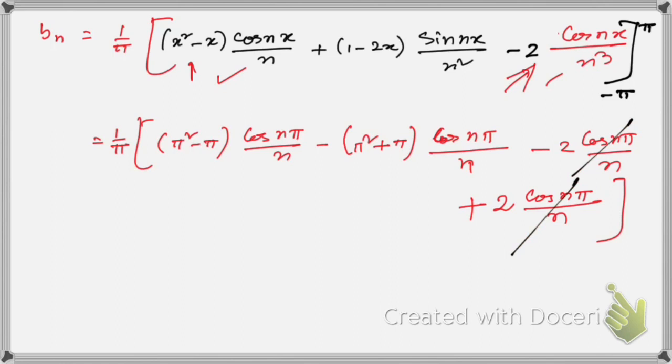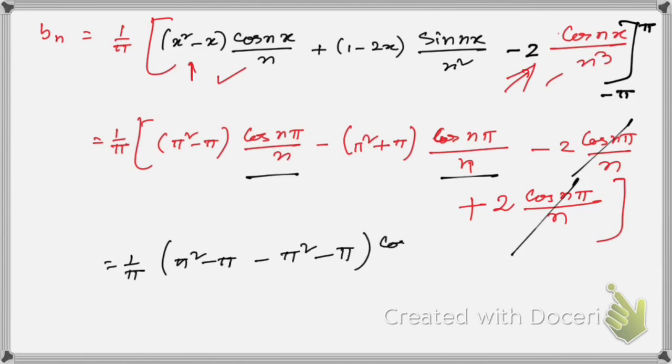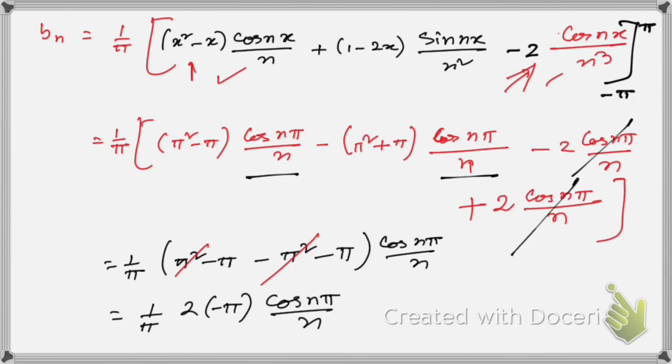These two cancel here, and these two are taken common, then what will be your result? 1 by π, π squared minus π squared, minus π cos nπ by n, that's what we're going to get here. These two cancel, so minus π, that's going to be 2 into minus π, cos nπ by n, here π is gone, and 2 cos nπ is nothing but minus 1 to the power n by n. So this is the value of bn, so we have got bn is equal to 2 into minus 1 to the power n by n.